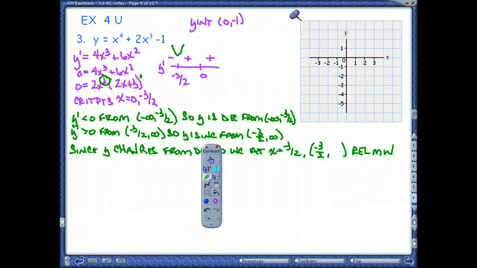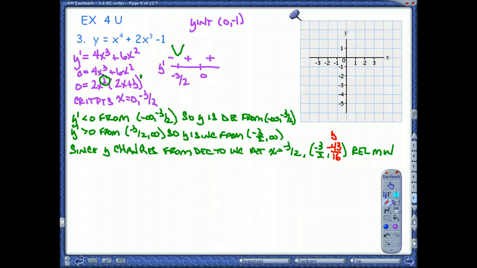Now to find this y value, you're going to plug it into the original. So you're going to take -3 halves to the fourth power plus 2 times -3 halves to the third power minus 1. That's going to give you -43 over 16. And yes, you can use your calculator on that. So that's a point on my graph that I can actually plot.